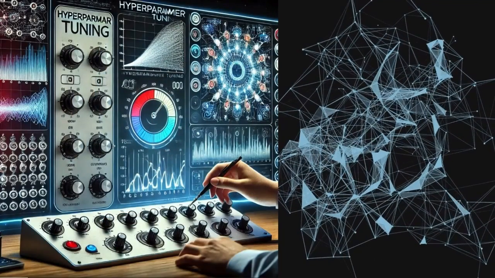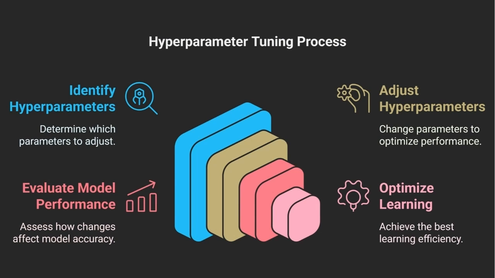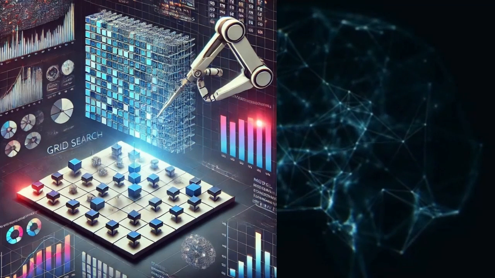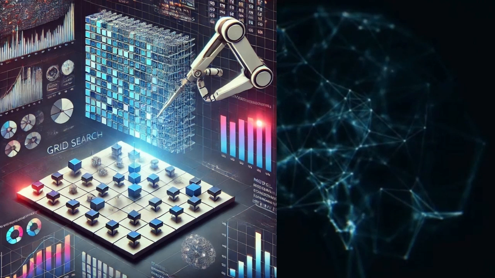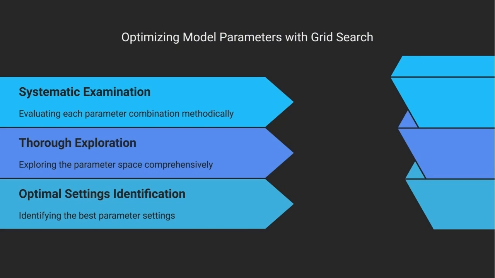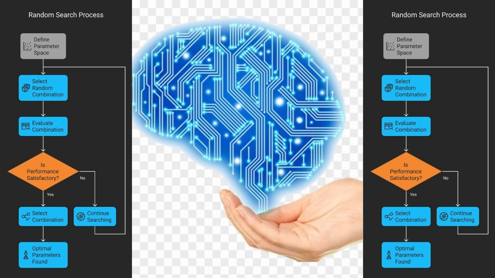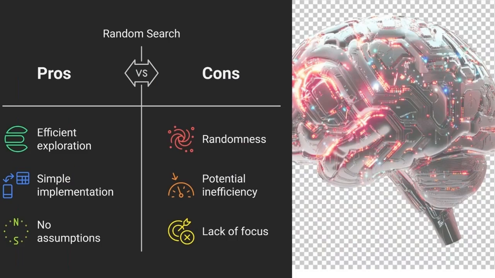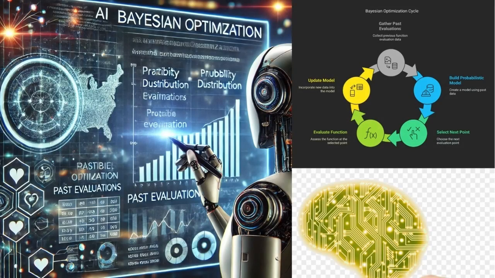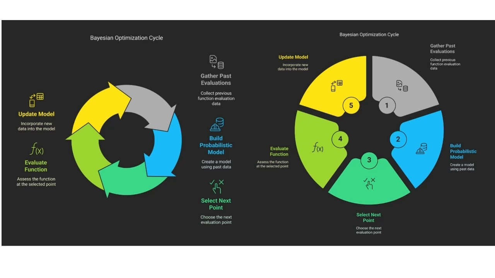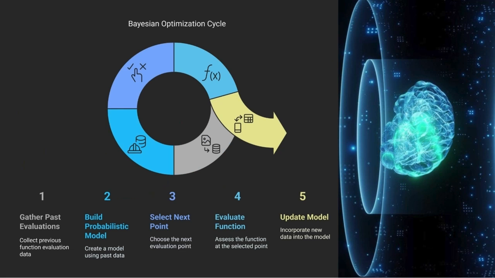Optimizing model performance. Hyperparameter tuning is essential for improving a machine learning model's performance and efficiency. Various techniques are used to find the optimal parameters. Grid search systematically explores all possible parameter combinations to identify the best configuration. Random search selects random combinations, offering a more efficient alternative when dealing with large parameter spaces. Bayesian optimization takes a probabilistic approach, using past evaluations to guide the search for the best parameters. By selecting the right tuning strategy, models can achieve better accuracy, generalization, and overall effectiveness in real-world applications.